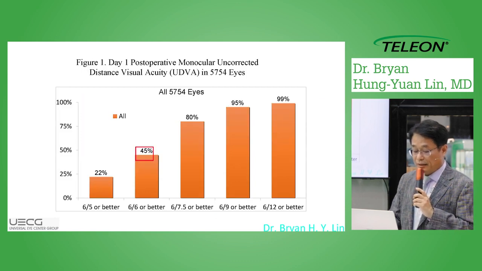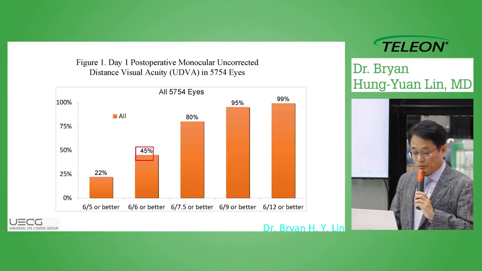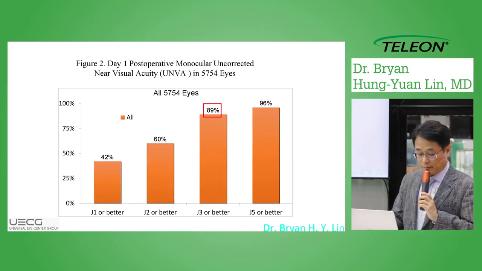This figure shows the day 1 post-op UDVA results for eyes I implanted with presbyopia-correcting IOLs. Notably, 45% of eyes achieved a monocular UDVA of 20/20 or better. I also achieved a UDVA of 20/30 or better in nearly 90% of eyes.